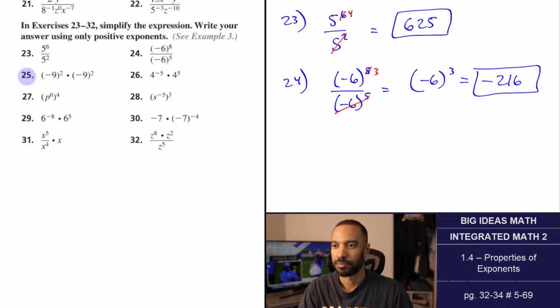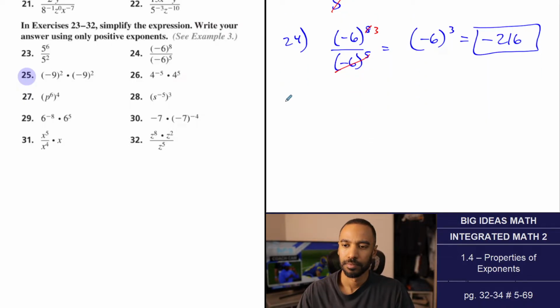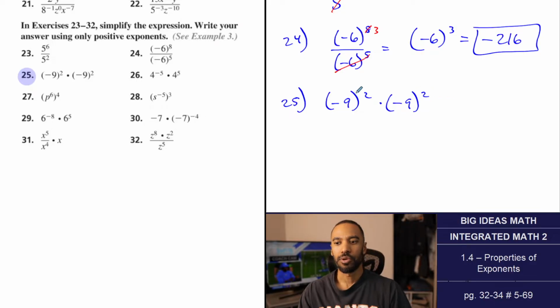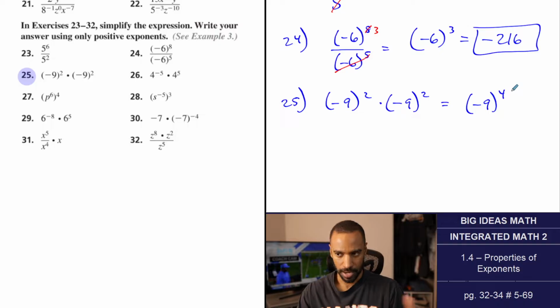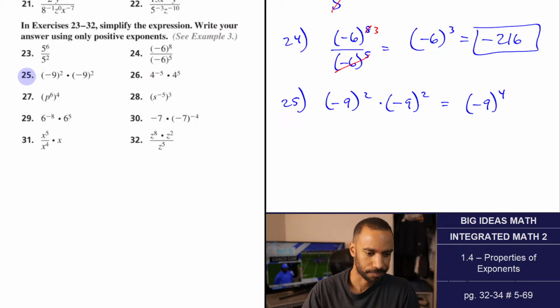Number 25. Negative 9 squared times negative 9 squared. Now you could turn this into 81 times 81 and go off that. There's no problem with that. Likewise, you can also add those exponents, get negative 9 to the 4th, and now do that same process. Use your calculator. I don't actually know this. I could use my calculator.